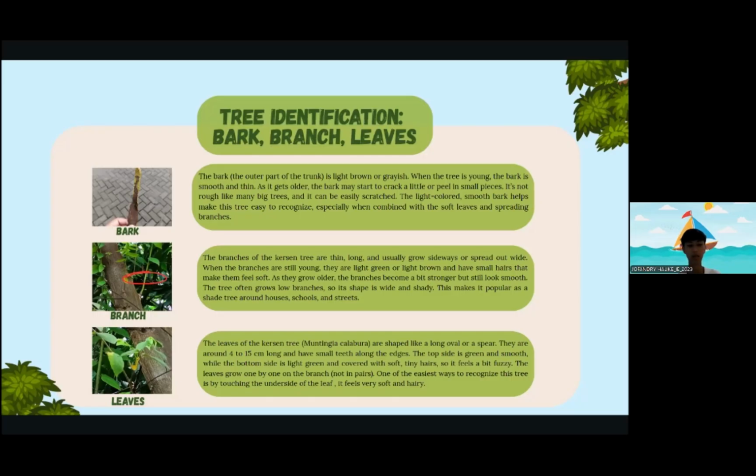The last one is leaves. The leaves of the crescent tree are shaped like a long oval or a spear. They are around 4-15 centimeters long and have small teeth along the edge. The top side is green and smooth, while the bottom side is light green and covered with soft, tiny hairs, so it feels a bit fuzzy. The leaves grow one by one on the branch, not in pairs. One of the easiest ways to recognize this tree is by touching the underside of the leaf. It feels very soft and hairy.